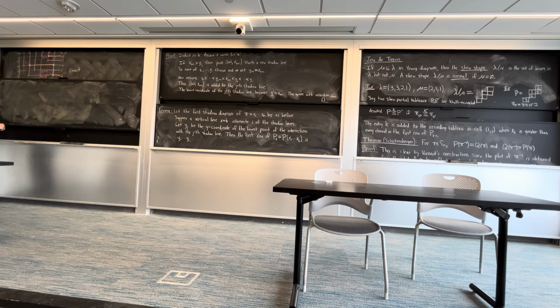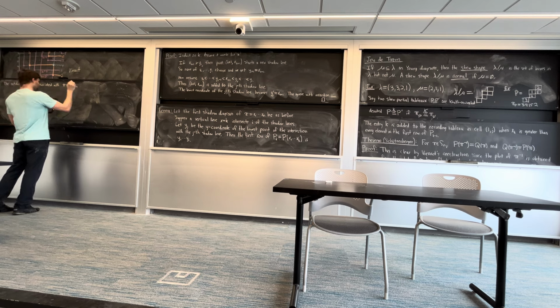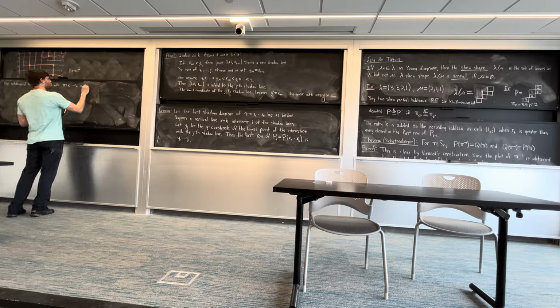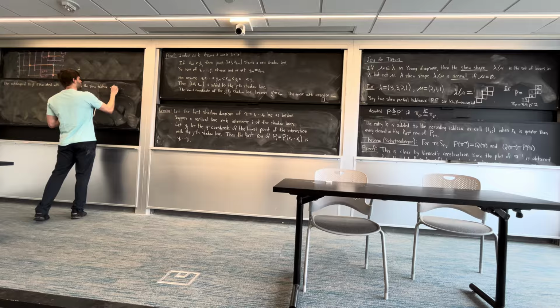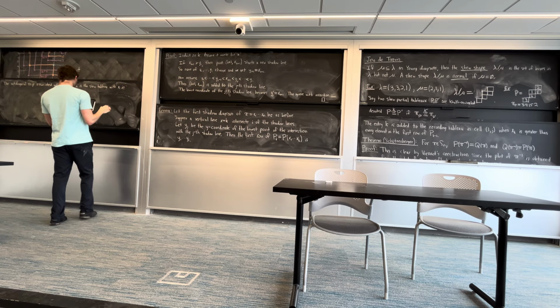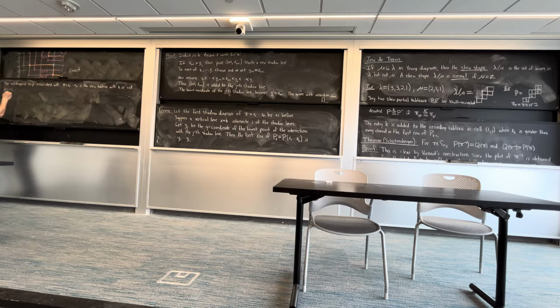One other thing I want to define: the anti-diagonal strip associated with some pi, x1 through xn, is the skew tableau with x sub i in cell (n minus i plus 1, i) for all i.